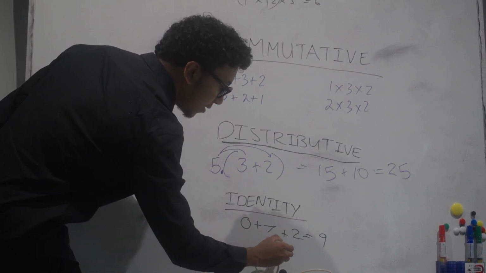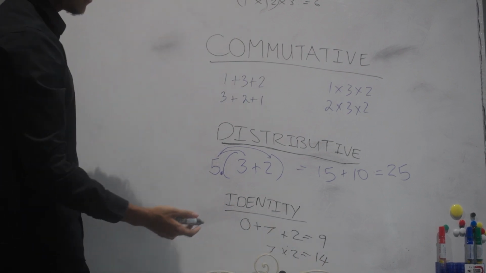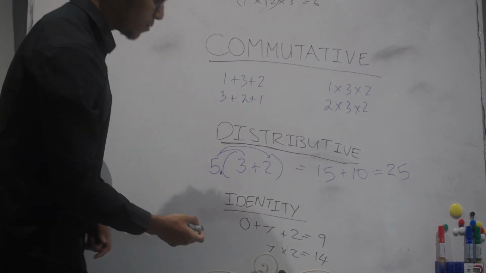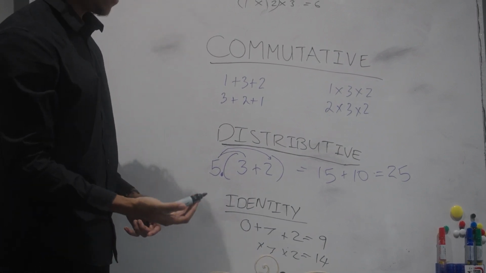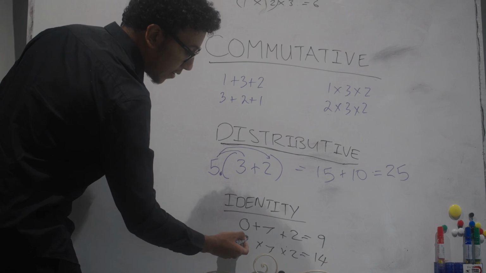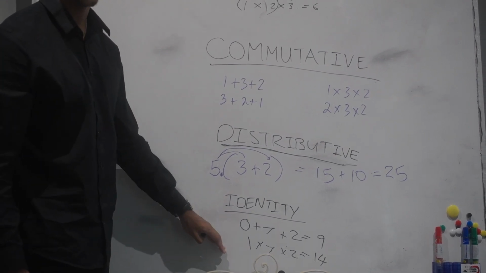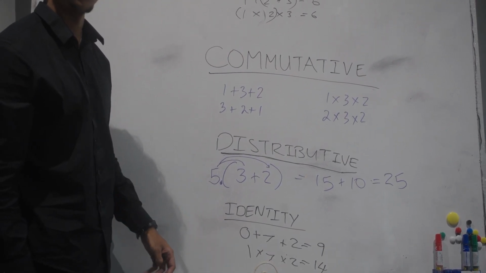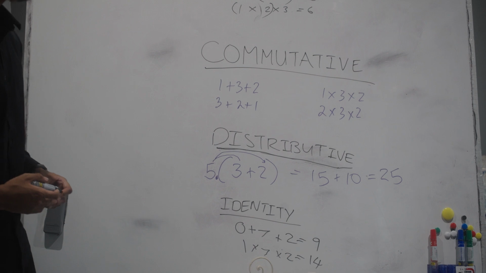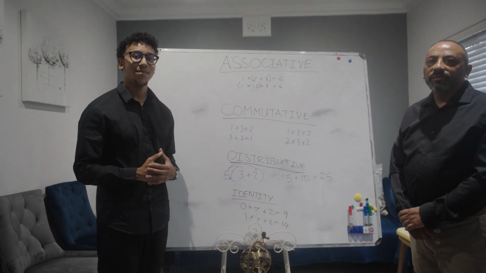The multiplicative identity is the same, in the sense that we want to keep the equation the same. So 7 times 2 equals 14. We need to ask ourselves, what do we multiply that equation by to keep it 14? That answer is 1. So the first one is the additive identity, which is 0, and the second one is the multiplicative identity, which is the number 1. So those are some of the properties of whole numbers, and I hope that is of help to you.